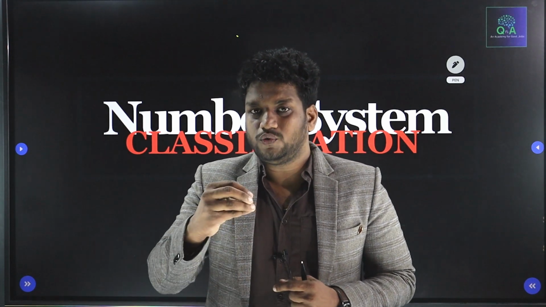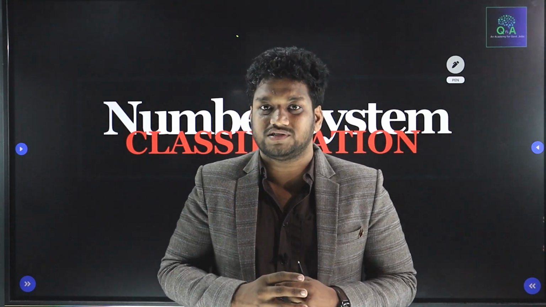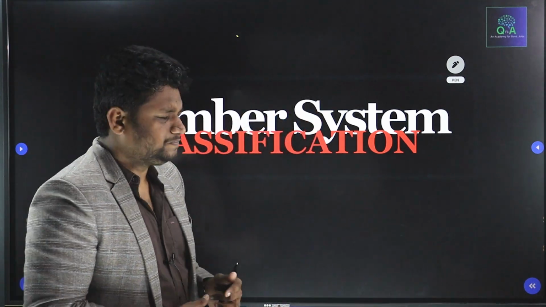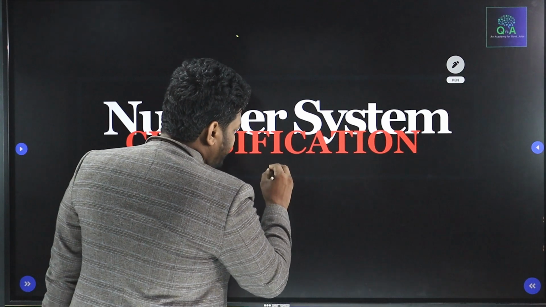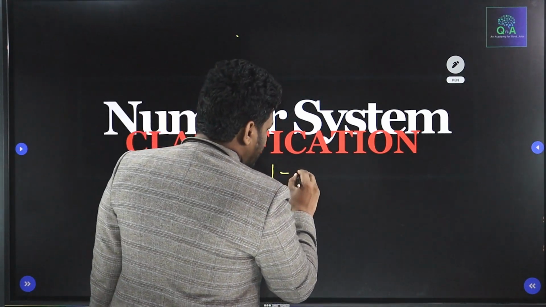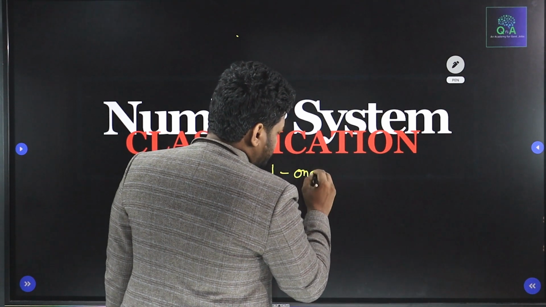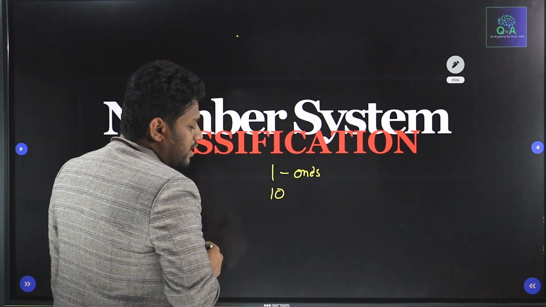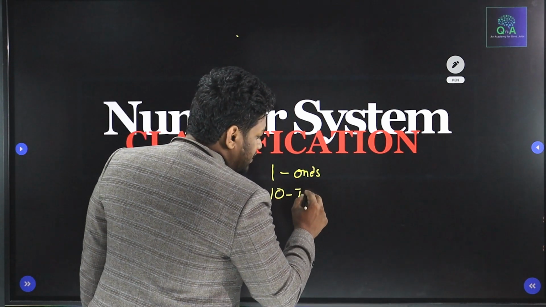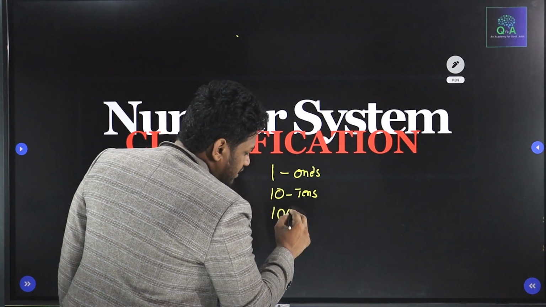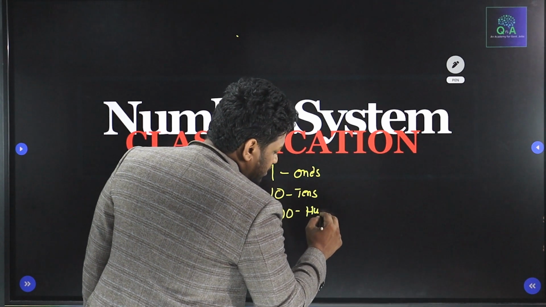What is this decimal number system concept? If you would like to know about it, let me explain with an example. Suppose I take 1, what is this 1? I'll call it the ones digit. Now if I keep a 0 after this 1, making 10, then it becomes the tens digit. In the same way, if I keep 2 zeros, then it becomes the hundreds digit.